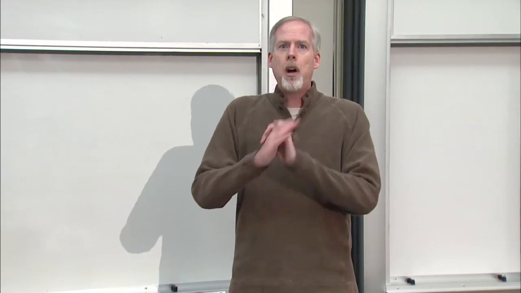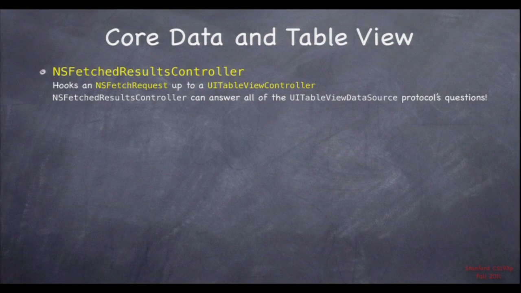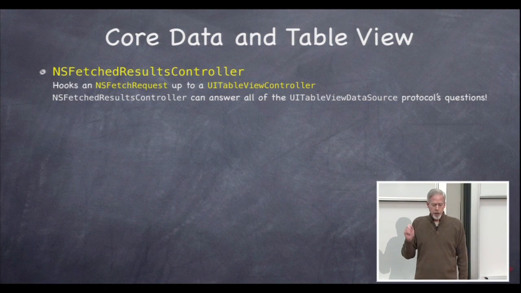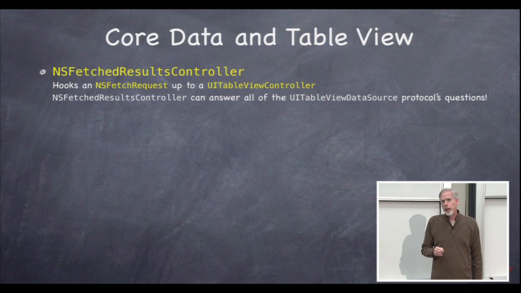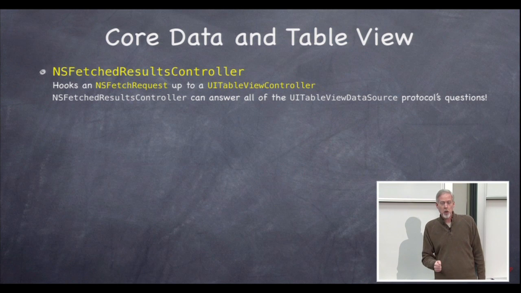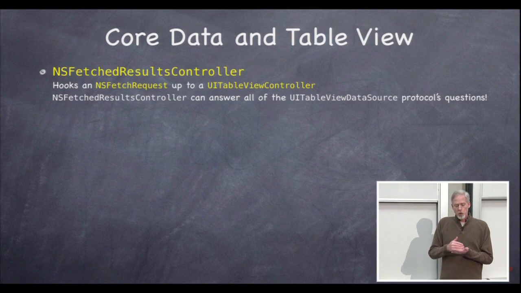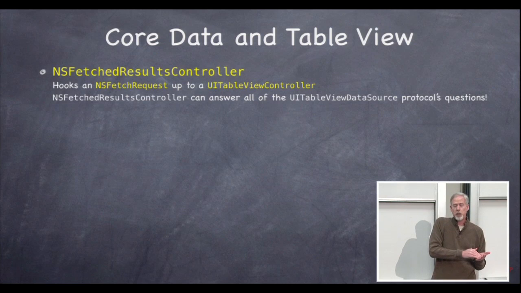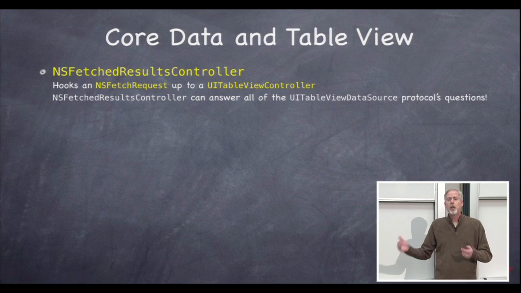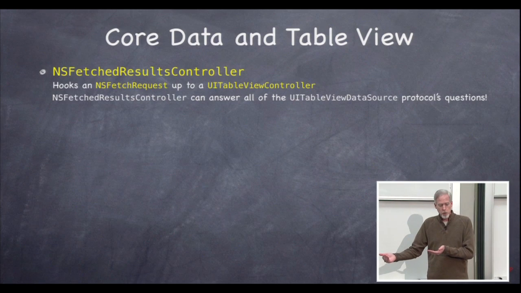Okay, now on to another topic, which is Core Data and table view. There is a very important class in iOS called NSFetchedResultsController. Okay, it is not a view controller. It is a controller that controls fetched results and how they get communicated to a table view. So it's an NSObject, this NSFetchedResultsController. That confuses people sometimes. But all NSFetchedResultsController does is hook up an NSFetchRequest, hopefully you remember that from Tuesday's lecture, to a UITableViewController. Okay? And it hooks it up in a really powerful way.